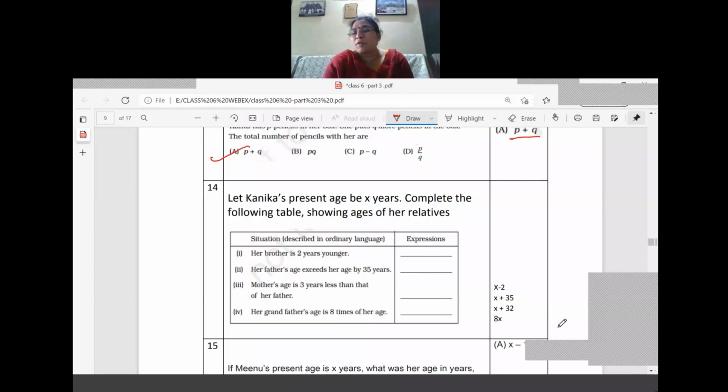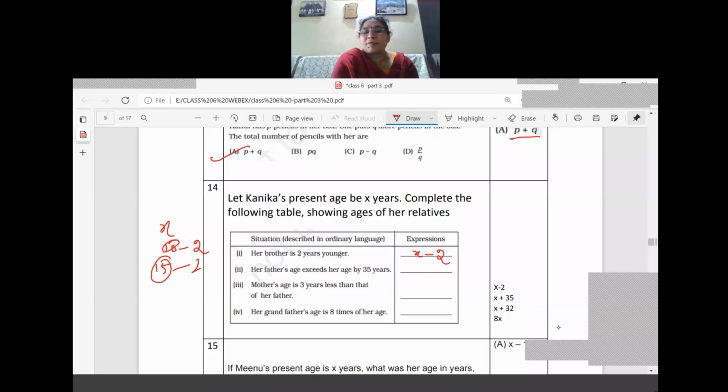So how will the equation form? X minus 2. Right now, when you are having an age of 10 and your brother is 2 years less, what will we do? 10 minus 2 only. Now suppose your age is 15, your brother is 2 less, then 15 minus 2 only. The same way, instead of 10, what should we write? X only. So X minus 2.